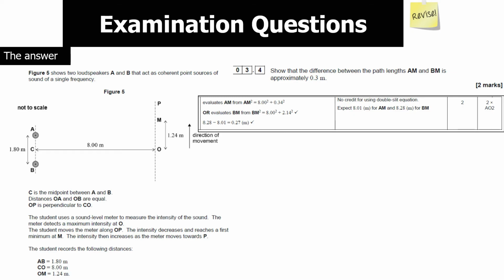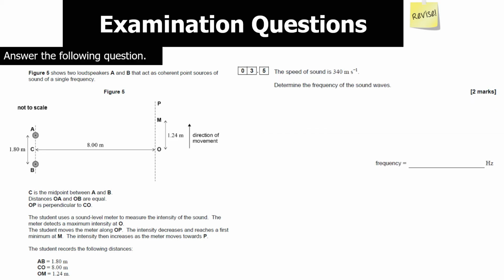Now you know the answer is going to be 0.34 because you can see from 1.24 meters and you can see from 0.9 meters what that difference is going to be. So you can see it's going to work through to be 0.34 meters. So you're just looking at the values on the diagram, so you can therefore work out AM to be 0.27 meters. The next question says the speed of sound is 340 meters per second.